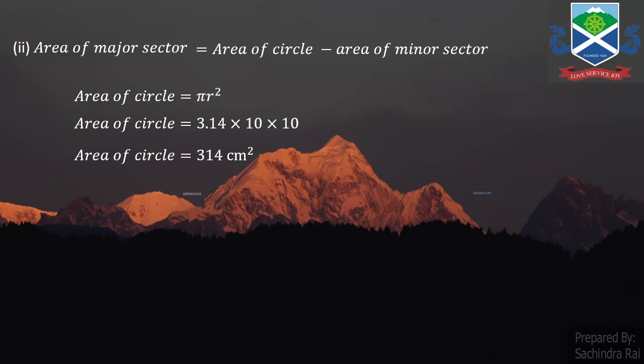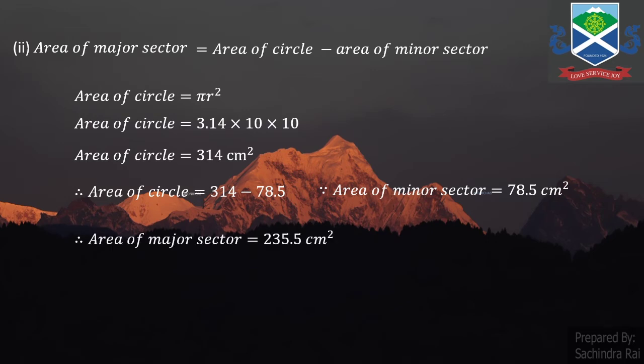So when you put the value of area of circle and minor sector and subtract them, we get 314 minus 78.5, where 78.5 is nothing but the area of minor sector, and when we subtract these numbers, we get area of major sector as 235.5 centimeters square, which is the required answer for the second part of this question.